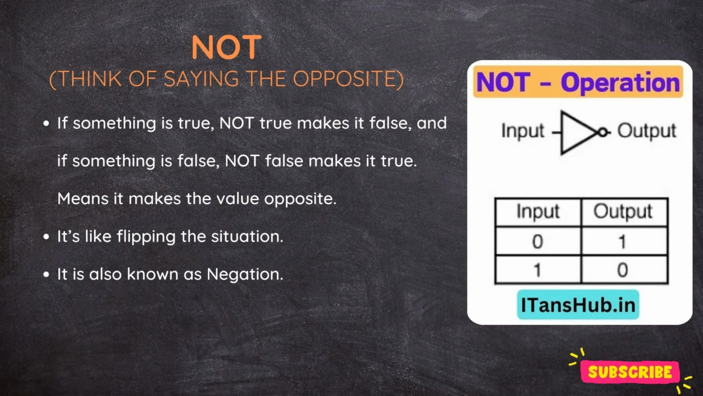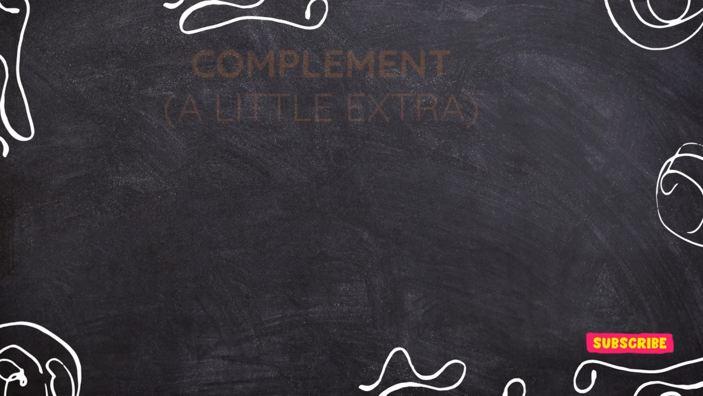NOT. Think of saying the opposite. If something is true, NOT true makes it false, and if something is false, NOT false makes it true. It means it makes the value opposite. It's like flipping the situation. It is also known as negation.